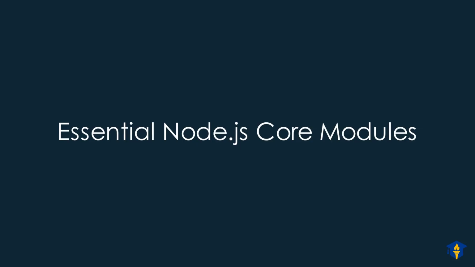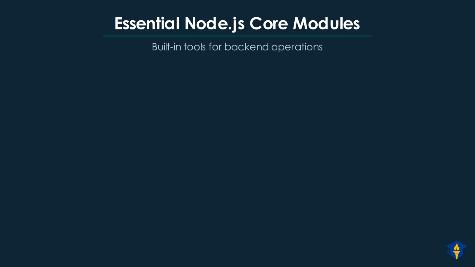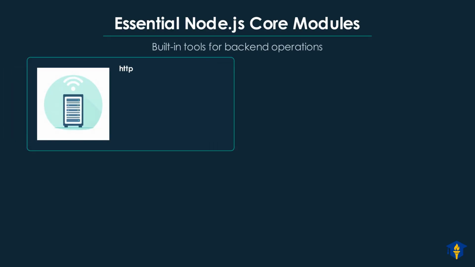Let us explore some essential Node.js core modules, which are built-in tools for backend operations. These modules provide a foundational set of built-in tools for performing various backend operations efficiently. The HTTP module is fundamental for creating web servers and handling various HTTP requests. This module is primarily used for creating HTTP servers and managing the flow of requests and responses. It plays a crucial role in handling incoming requests from clients and sending back appropriate responses.